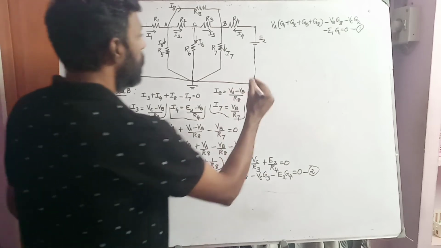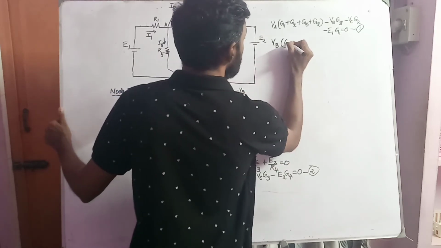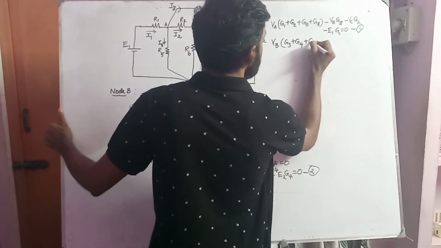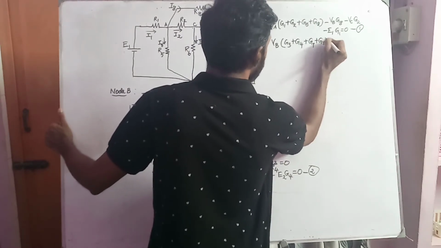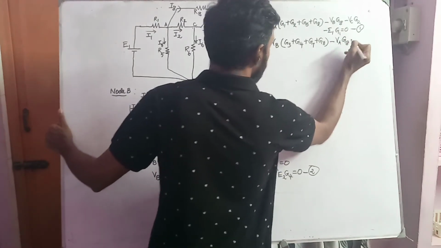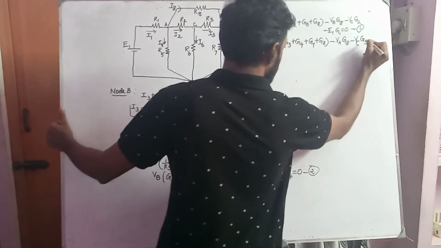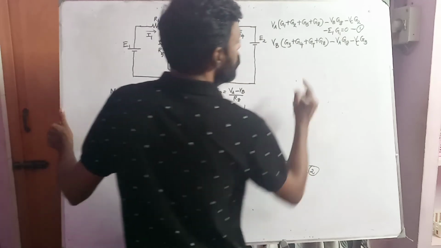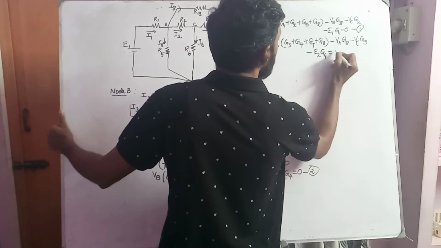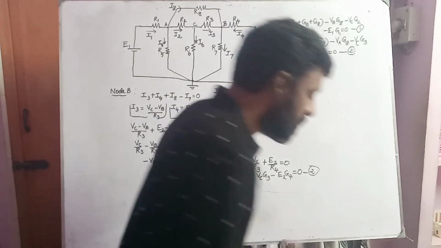So I am writing it over here. VB into G3 plus G4 plus G7 plus G8, minus VA G8, minus VC G3, minus E2 G4, equal to 0. This is equation number 2. So I have formed a second equation.